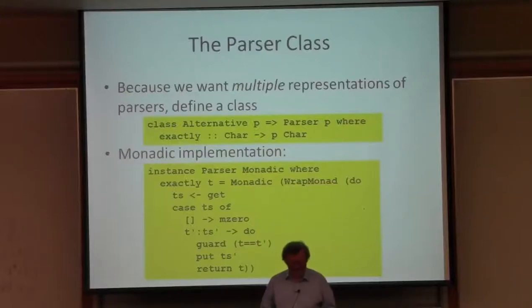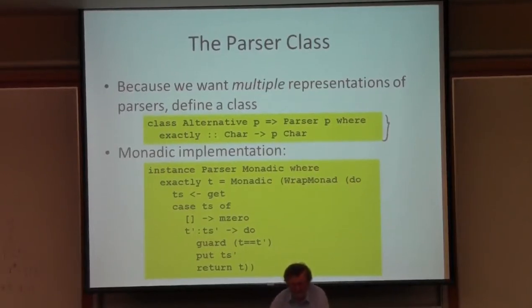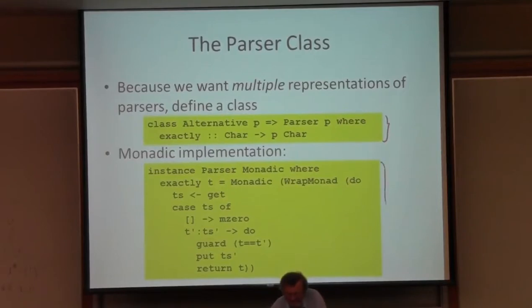I'm going to implement that in a moment, but just before I do, we already talked about many different representations of parsers. And I'm going to define many representations. So that means, of course, that I should have a class of parser representations. So I'm going to define my exactly operation as the only operation in this class.